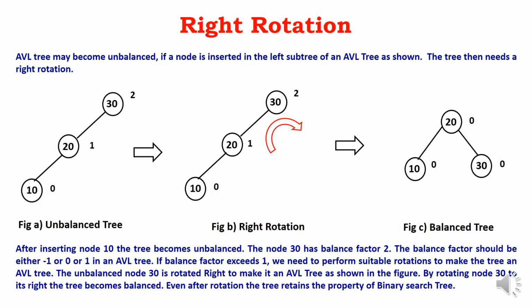Now observe the tree in figure C. The balance factors of all nodes have been readjusted. This is a height balanced binary search tree. Figure A shows the unbalanced tree. Figure B shows where we are applying right rotation. Figure C shows the height balanced AVL tree.